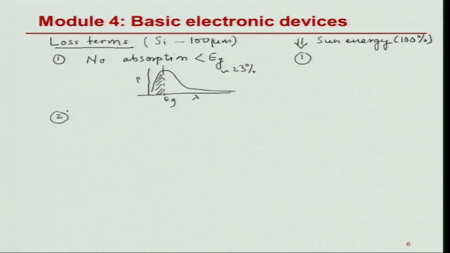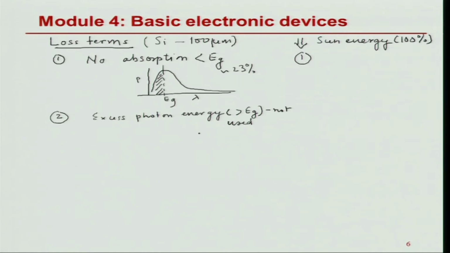Then the second point is whatever I am absorbing above Eg. When I am at Eg, I am absorbing exactly the right amount. But if I am absorbing energy above that amount, what happens to that energy? It has to be lost non-radiatively, because the carrier will come down to the Ec and then there will be a radiative recombination. So, whatever is the excess photon energy, for absorption greater than Eg, it is not used.